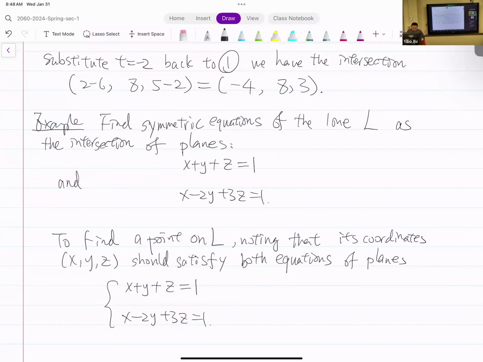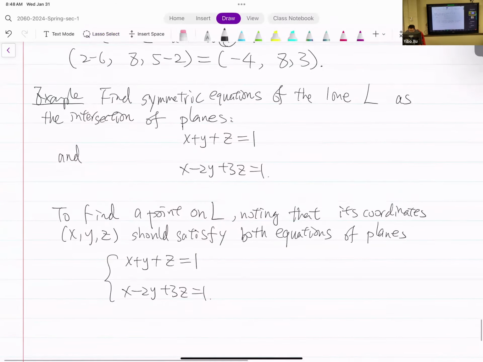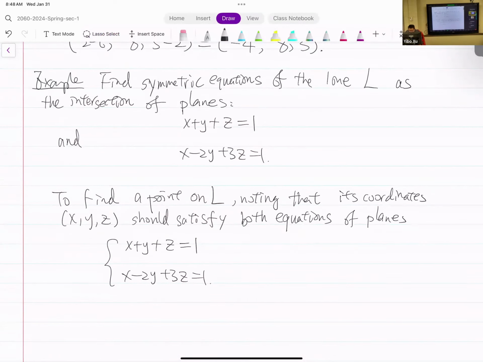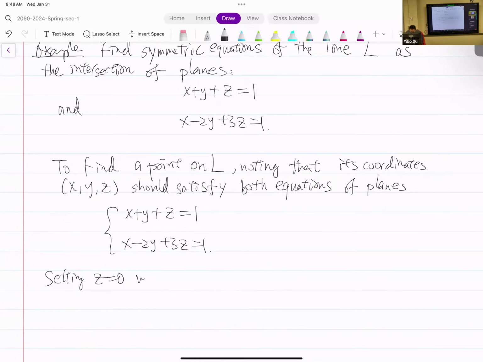But now, if you think about it, the intersection is a line, so there is 1 degree of freedom. We have 3 variables and 2 equations, right? So let's specify a value of z. If we fix that as a constant, then you're actually fixing 1 point on the line. So let's say z equal to 0. That will be easier. Then you have a simpler system of equations.